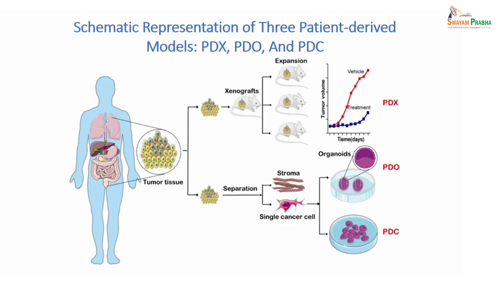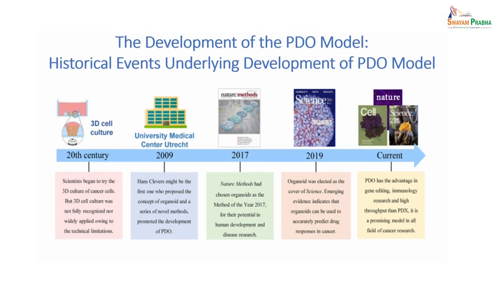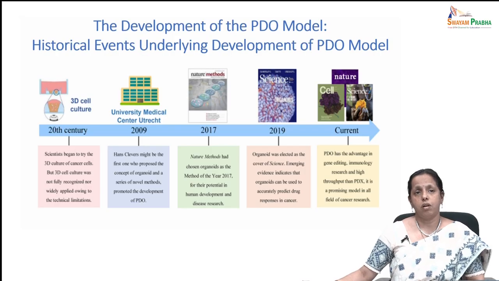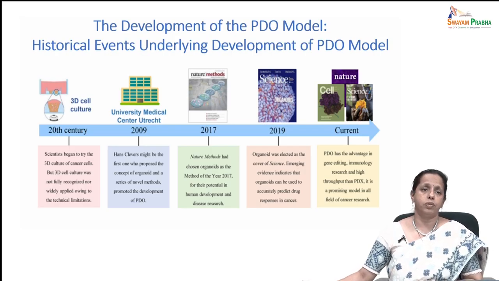Similarly, in the organoids or with the single cancer cells, that is your patient-derived cells, the effect of these drugs can be very well studied. So here this gives a typical model of the patient-derived organoid model, where the scientists from the 20th century, as I mentioned before, began to study the 3D culture of cancer cells. But 3D culture was not fully representative or widely recognized or widely applied because of technical constraints, as I mentioned before.